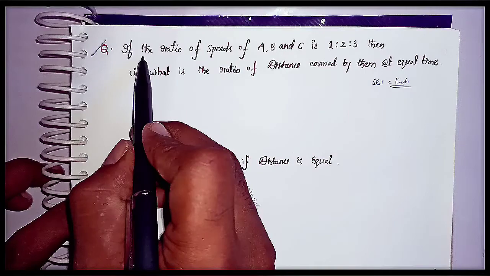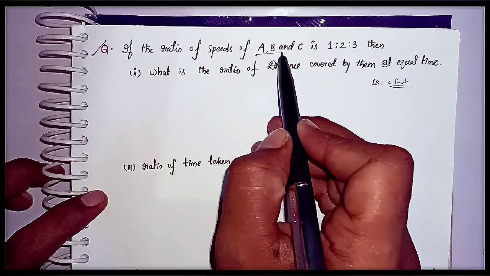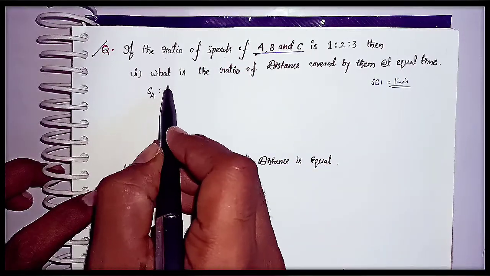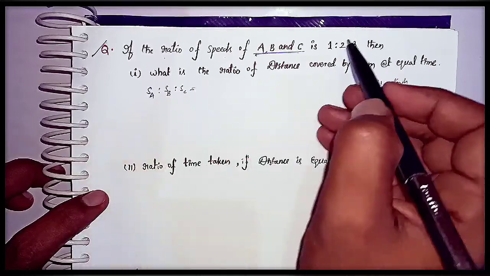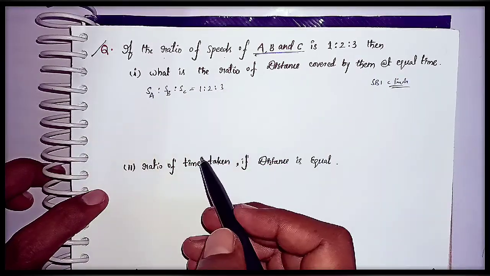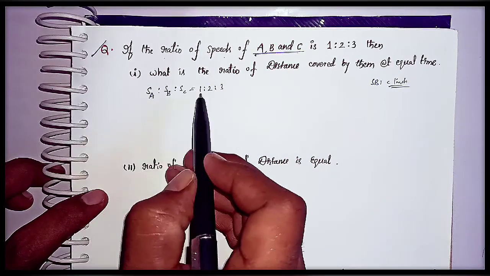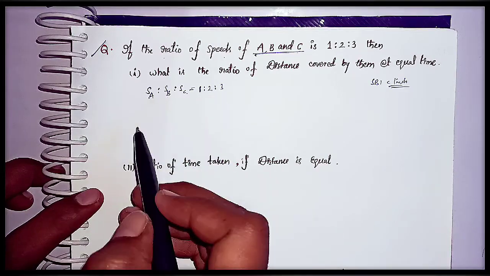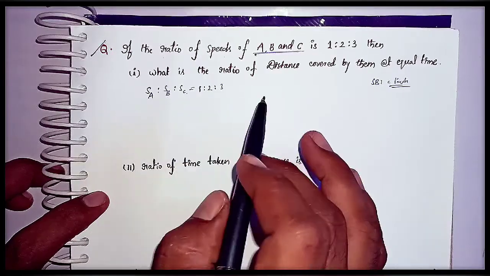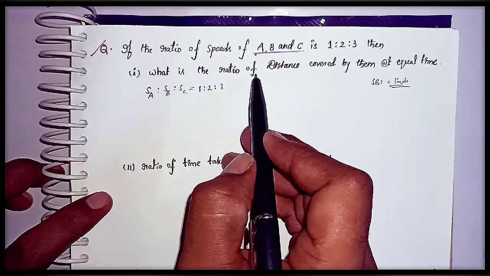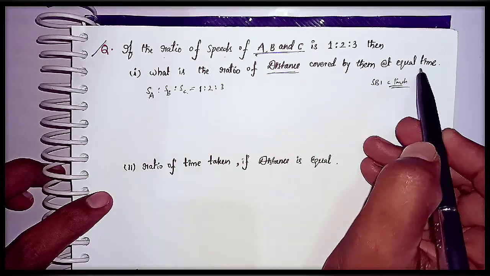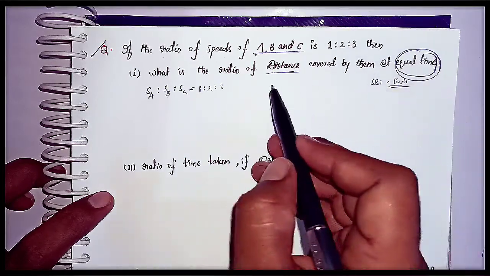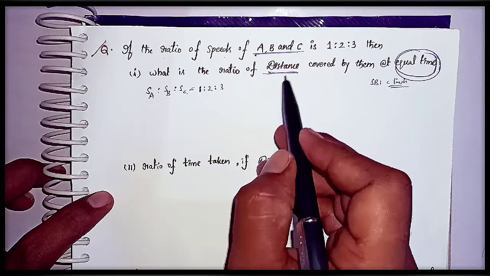If you see in the question, whatever he gave, if the ratio of speeds of persons A, B, C, he gave the speed ratio, that is speed of A is to speed of B is to speed of C, that is 1 is to 2 is to 3. Yes or no? Let us consider speed of A is 1 km per hour, speed of B is 2 km per hour, speed of C is 3 km per hour. He gave it in the ratio. Then what is the ratio of distance covered by them in equal time?